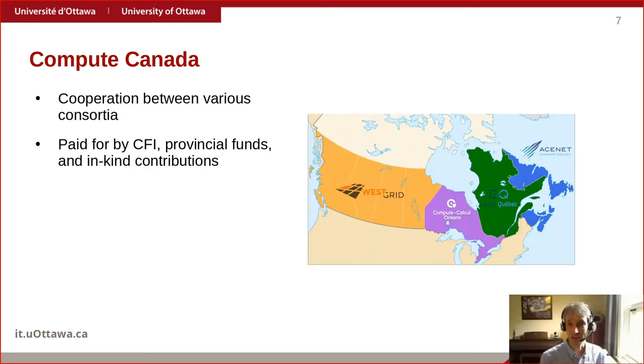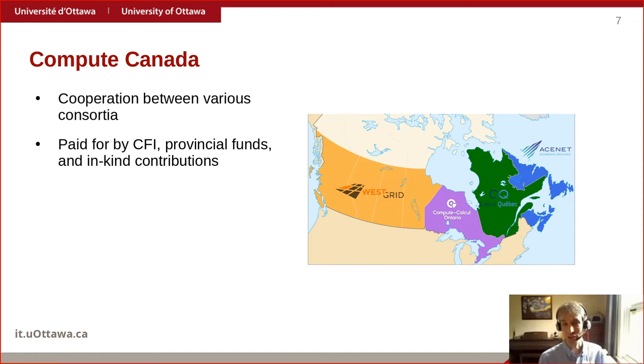So Compute Canada in itself is a collaboration between various consortia. There's WestGrid for the four Western provinces. And then there's us, which we are part of Compute Ontario. And then there's Calcul Québec, and then there's ACENET for the Atlantic provinces. And the reason that it's all free is because all of Compute Canada is paid for by CFI and also provincial grants. And they also get in-kind contributions from vendors, so they get equipment at discounted prices.